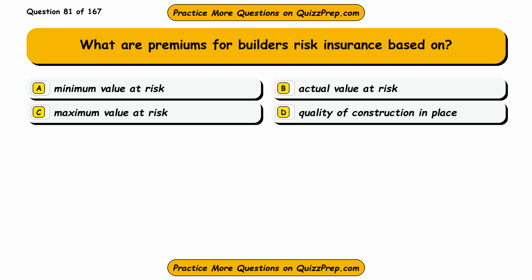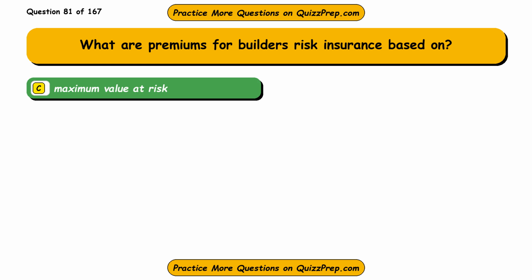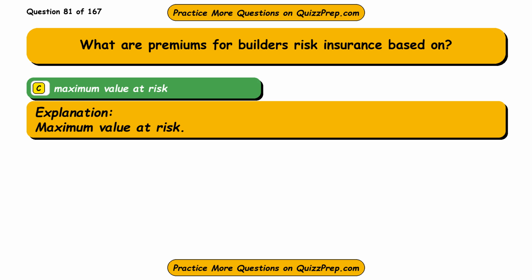Question 81. What are premiums for builders' risk insurance based on? Option A, minimum value at risk. Option B, actual value at risk. Option C, maximum value at risk. Option D, quality of construction in place. The correct answer is option C, maximum value at risk. Maximum value at risk.